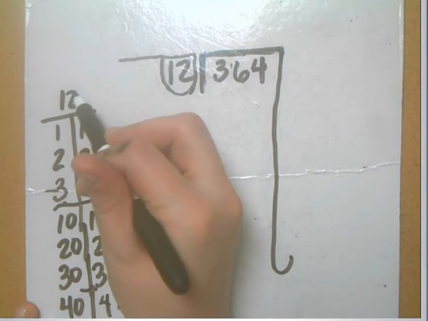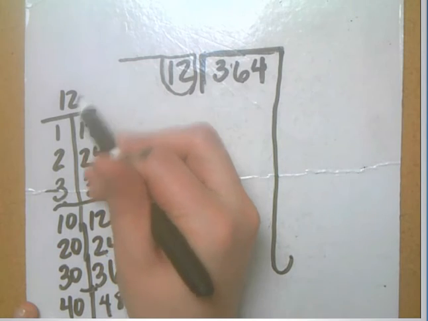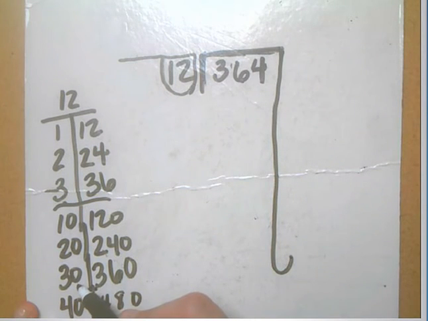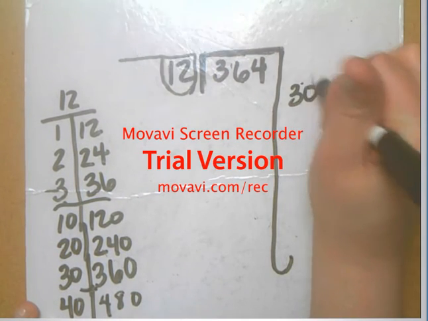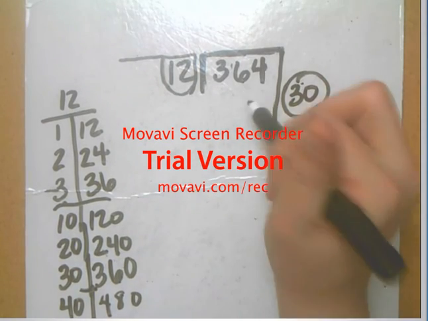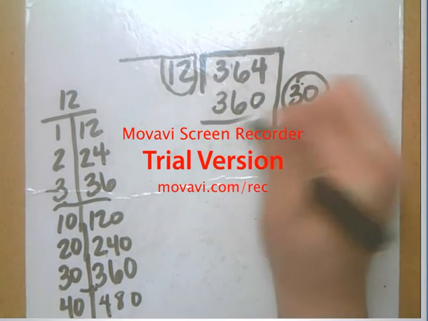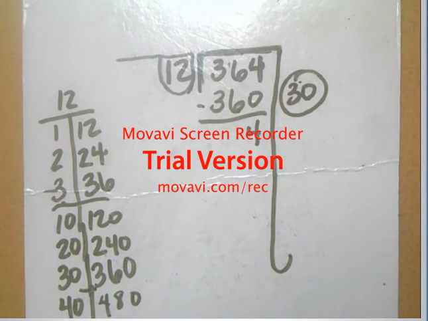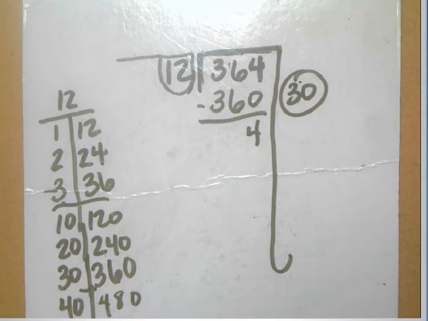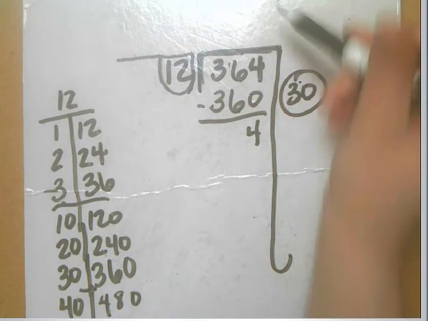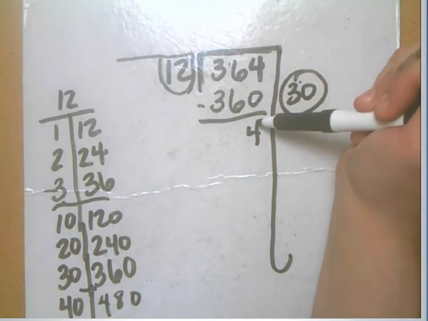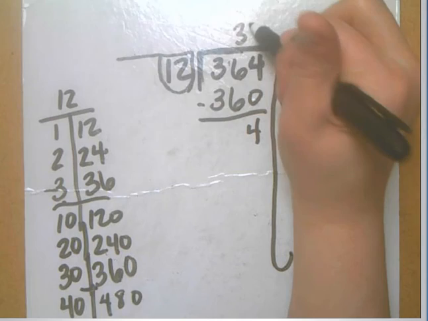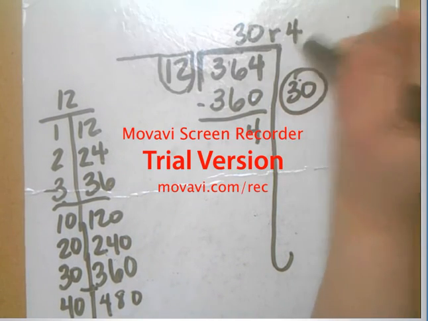If I dip my net of 12 fish in 30 times, or put 30 nets in, I can pull out 360 fish. That leaves me with just 4 fish in the water. Since my net holds exactly 12, I can't dip it again. So that means I have 30, remainder 4.